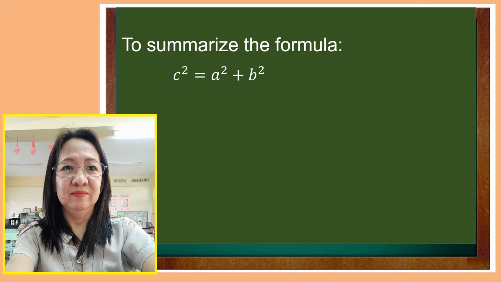Now since we have encountered in many lessons the application of the Pythagorean Theorem, let us just summarize the formula. So if we're going to find the hypotenuse, we are going to use c squared is equal to a squared plus b squared. On the other hand, if a is missing, we have to use a squared is equal to c squared minus b squared. And of course, if we're going to find b, we have b squared is equal to c squared minus a squared.